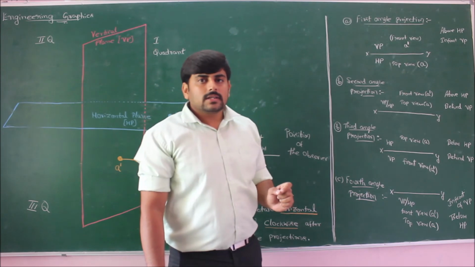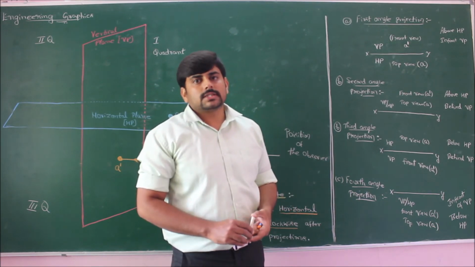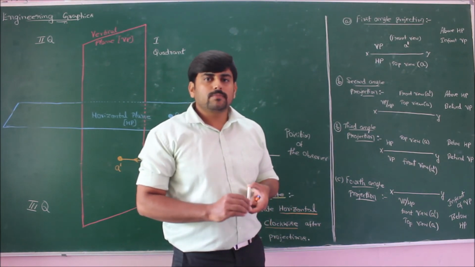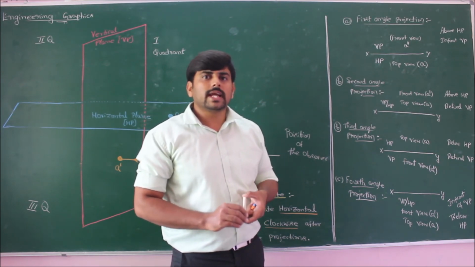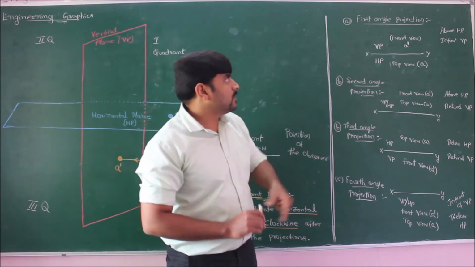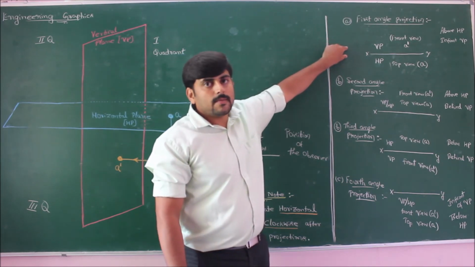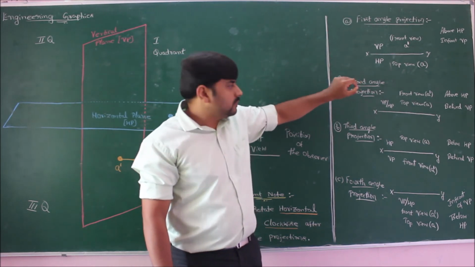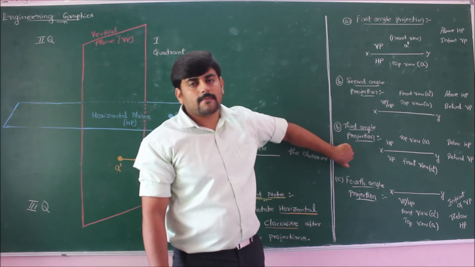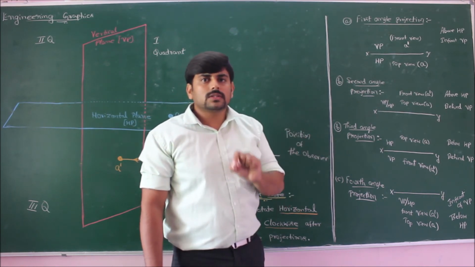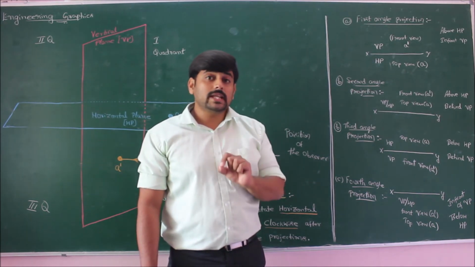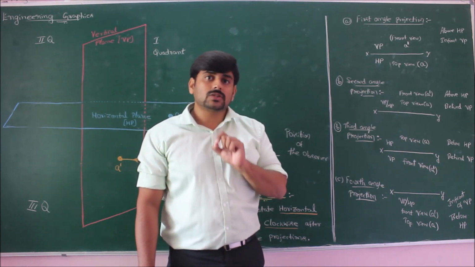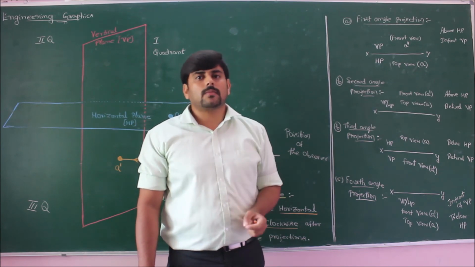Since it is a point, we might not encounter any confusions. But if we plot the projection of an object, the projections might overlap and it will create a confusion. So therefore, preferably we will use first angle projection, and the Americans will use third angle projection. So one should know the difference between first angle projection and third angle projection, and mainly they should know the representation of first angle projection and third angle projection.